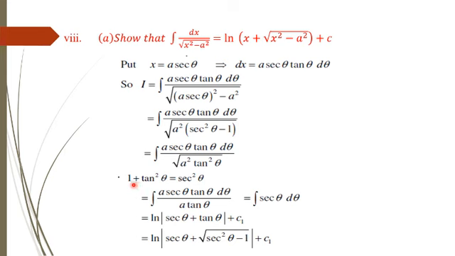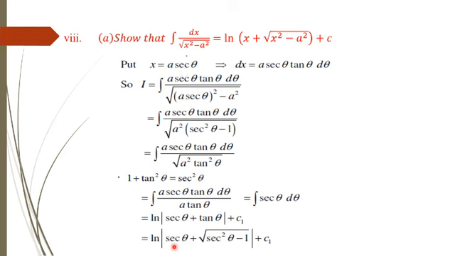From this equation, we know that tan square theta is equal to secant square theta minus 1, and after taking the square root, we have tan theta is equal to square root of secant square theta minus 1. Tan theta can be written as the square root of secant square theta minus 1. Now we can easily replace the value of secant theta. We know that x is equal to a secant theta. From this equation, secant theta is equal to x by a.